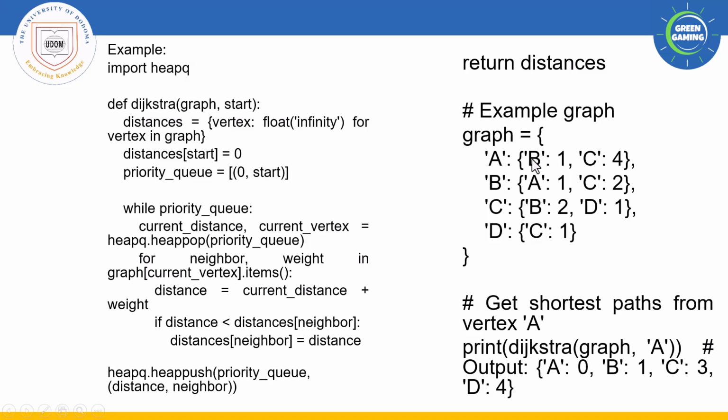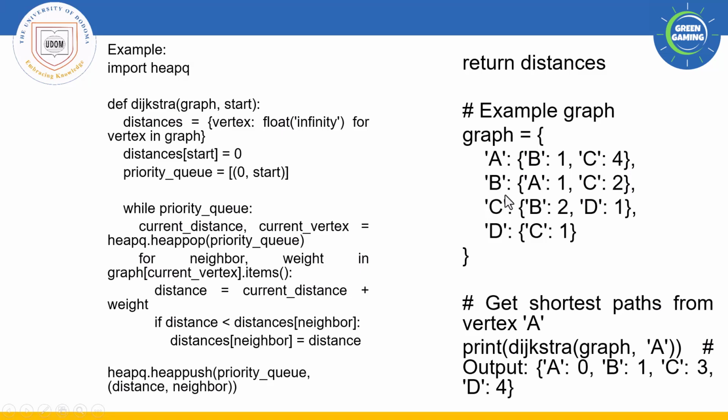So now, if we want to calculate the distance of A to B, we take A, which is 0, plus the weight of B, which is 1. And we get that B equals 1. So A is 0, B is 1. Then we calculate for C. C here is 4, right? A has 0, so C will remain with 4.